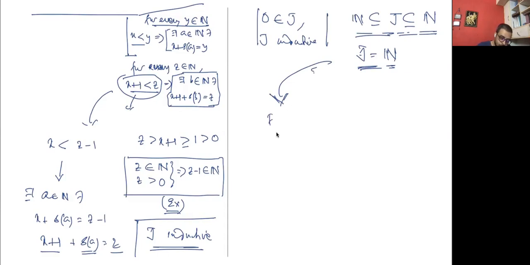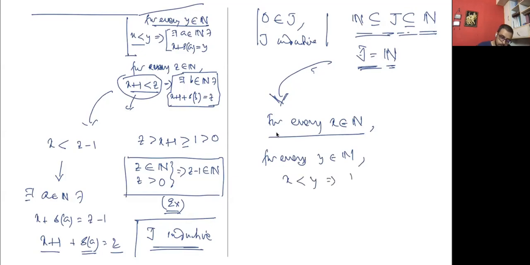So for every x in n and for every y in n, x less than y implies there is an a such that x plus S(a) is y. So that takes us back to the original statement that we wanted to prove.